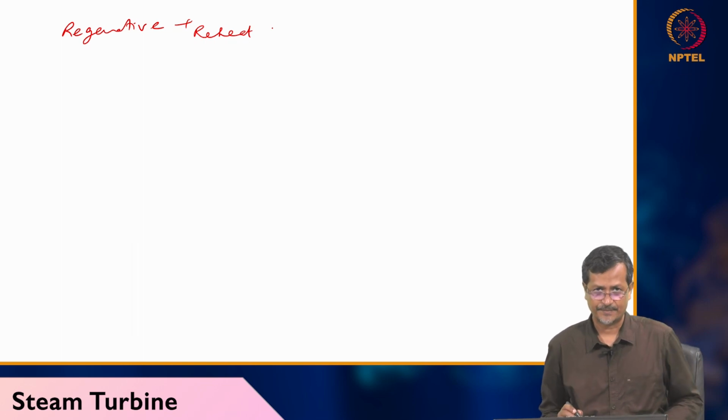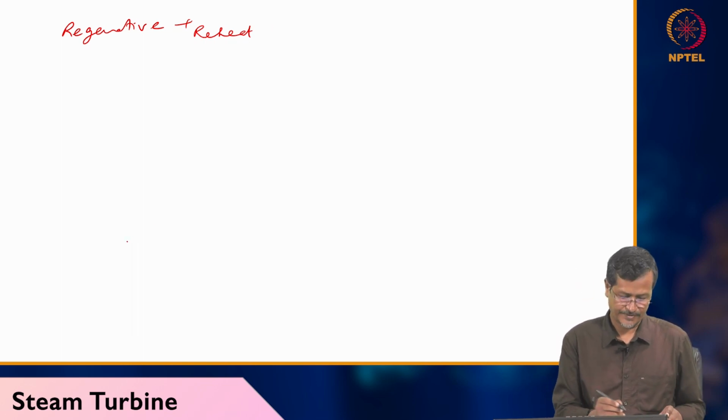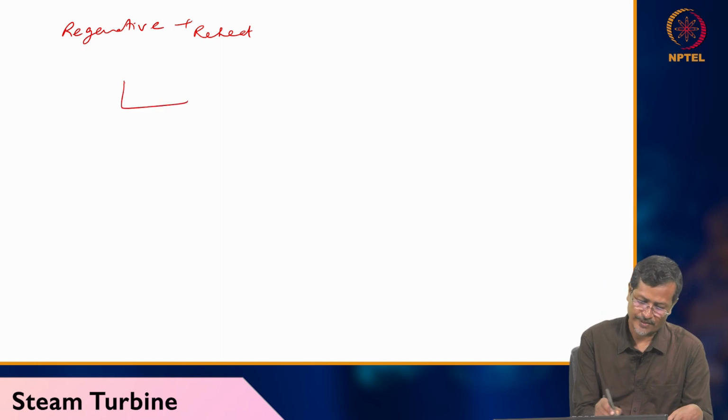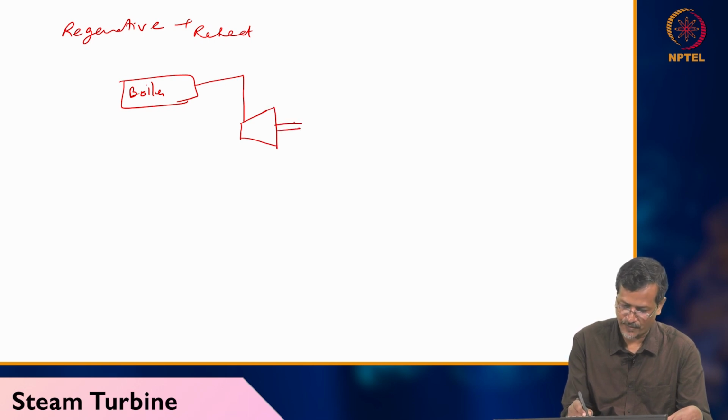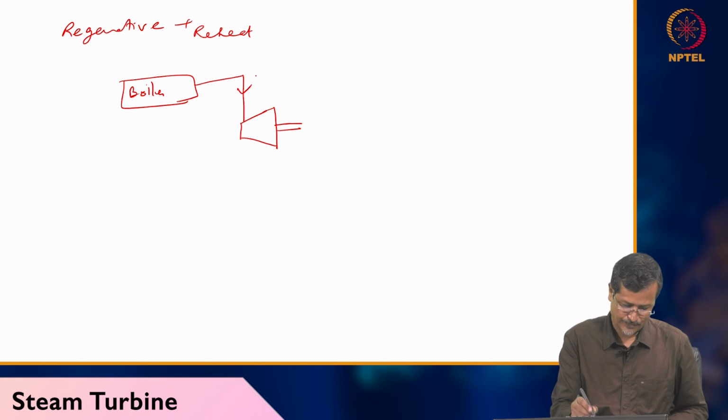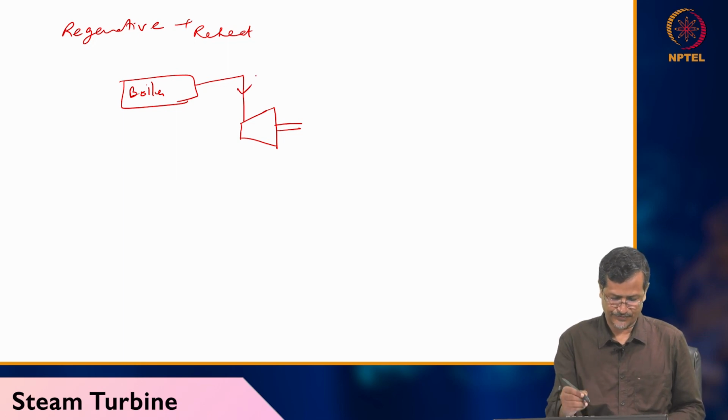Okay, now if we have a regenerative plus reheat system, how will it look? So I have one boiler first. Draw this boiler. From the boiler it will go to turbine 1. Turbine 1 will be giving power. So the boiler is giving this much energy to turbine 1.